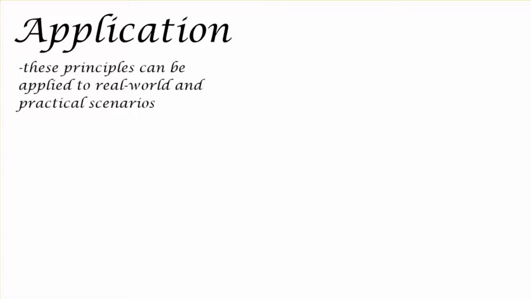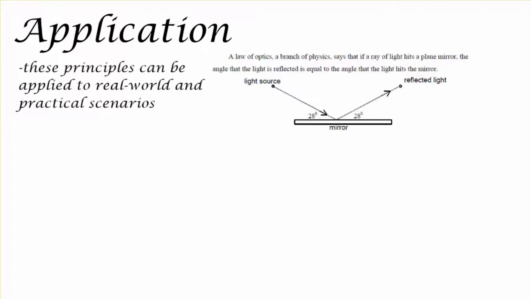Now, how does this scenario apply? These principles are very important because they relate to the law of optics, which is a branch of physics that says that if a ray of light hits a plane mirror, the angle that the light is reflected at is equal to the angle that the light hits the mirror, which means that if a light source makes a 28-degree angle with a mirror, it's going to be 28 on the other side, which allows us to find the big middle angle in this case, which would be 124.